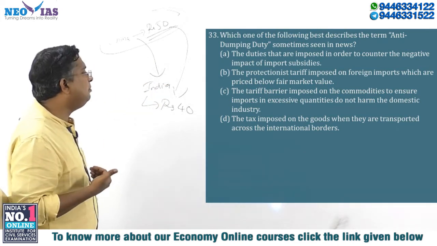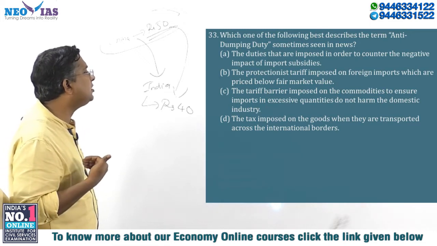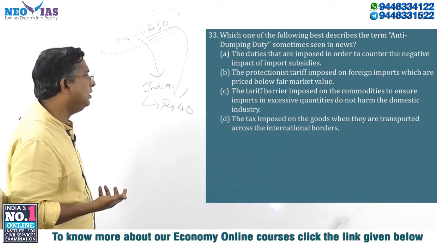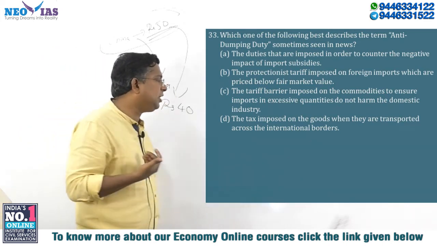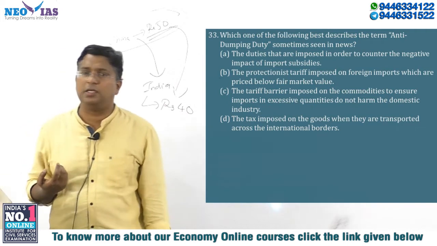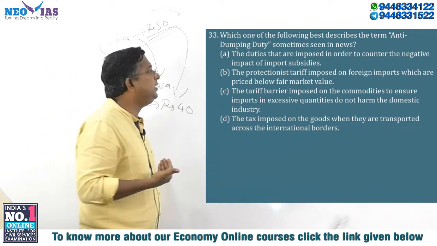The tax imposed on the goods when they are transported across the international border. That is the definition of customs duty. So here the answer is B, which is the answer for anti-dumping duty.